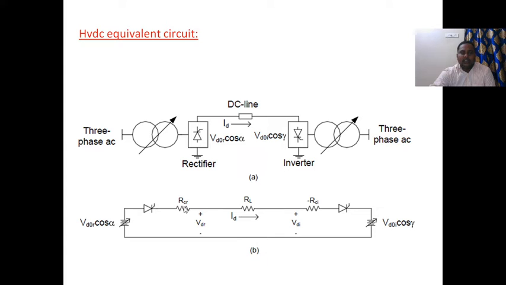So Rcr is the resistance of the rectifier. This is the load resistance or line resistance. This is the inverter resistance, which has a negative sign. So this is the rectifier output voltage and the inverter output voltage.